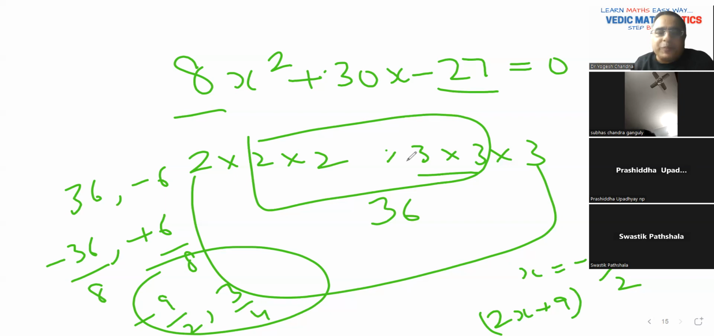Is it clear now? Yes, Chhatri. 24 and 6. Subhash, Mr. Ganguly, how is it? You're doing something wrong. It's not 24 and 6. Please correct. Please check it.